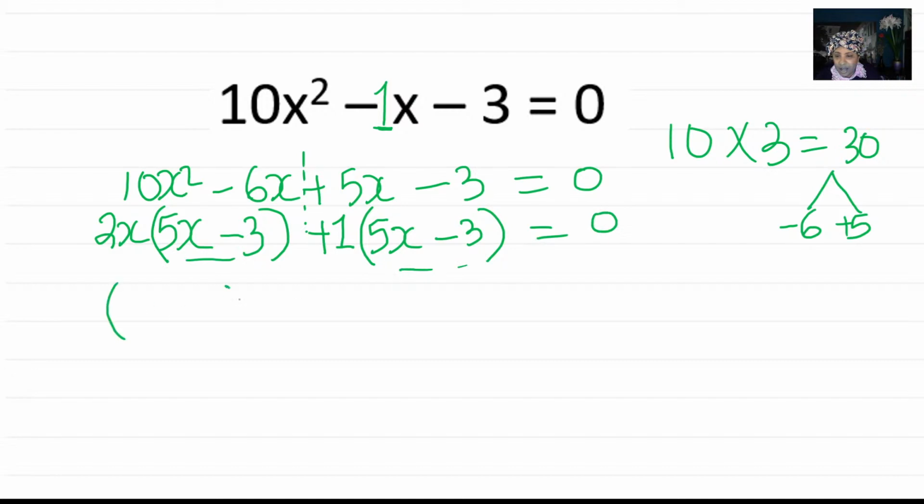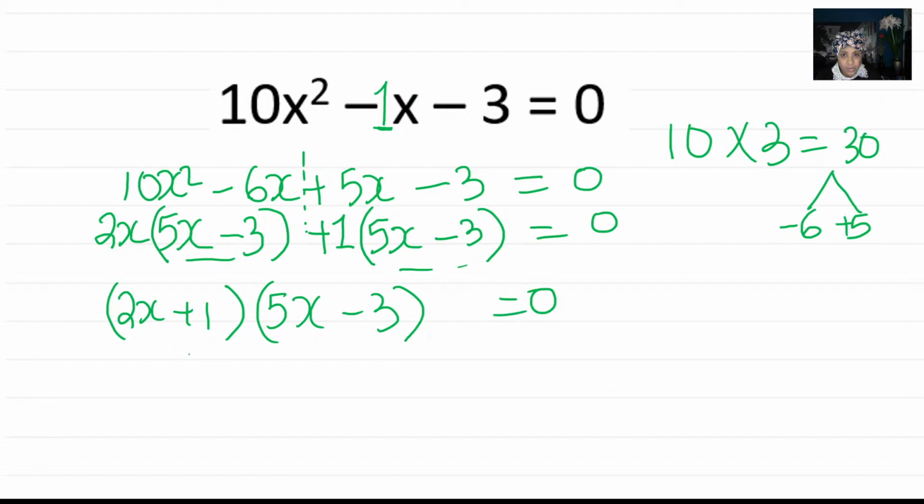Now we have the same brackets. I'm going to take the numbers outside this time. Well done. So 2x plus 1. And then in the other bracket, I just choose one of those brackets because that is a common bracket. So 5x minus 3 equal to 0. Now I take one bracket and make it equal to 0. So 2x plus 1 equal to 0. That means 2x is equal to negative 1. I divide by 2 and I get x is equal to negative half. That is your first solution.